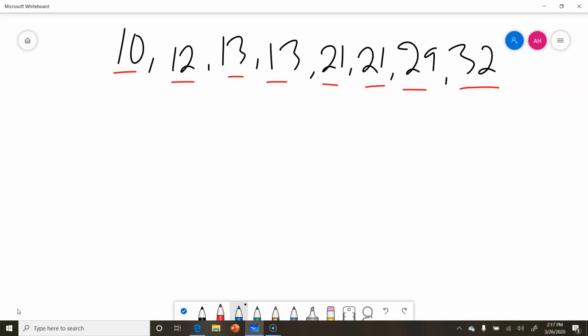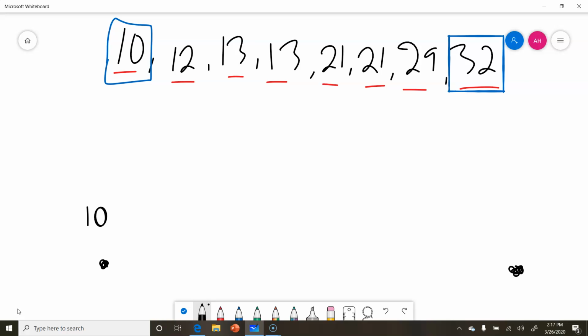Now, does that affect the smallest and the largest? No. The smallest is still 10. The largest is still 32, right? So when we go to make our dot down here, we have that point, which is going to be 10, and we have this point, which is going to be 32. Okay, that's the same. Nothing changed, right? That was the easy part.